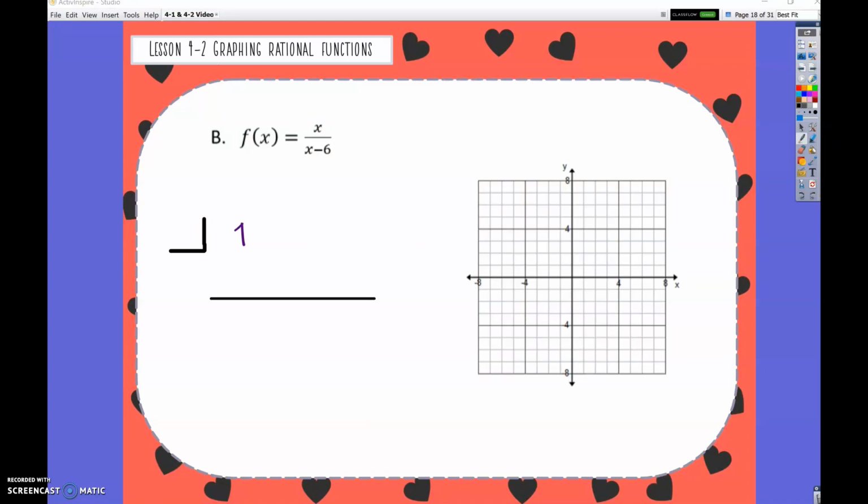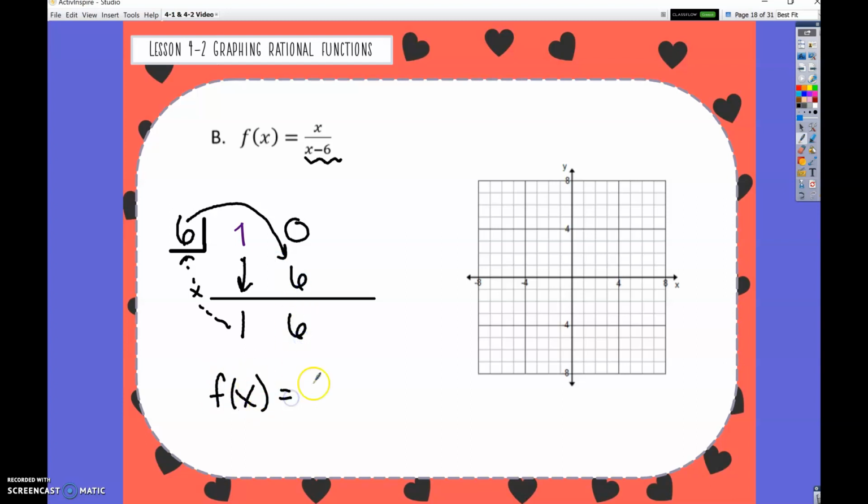You could sure check the packet, but I'm going to try the try it from example 1. I have the 1x here because of that 1x. Because the factor is x minus 6, I'm going to put the 6 in here. And I'm going to put a 0 here because there's no constant term. Drop down the 1, multiply by 6, and we have our 6. So my function f of x could be rewritten as 1 plus 6 over x minus 6.